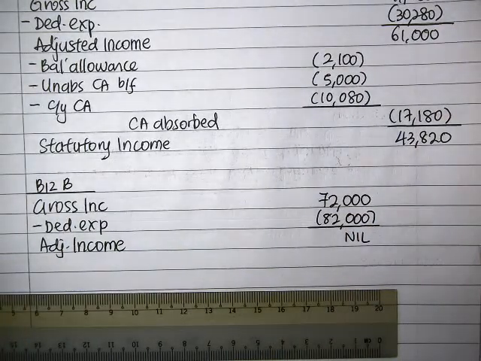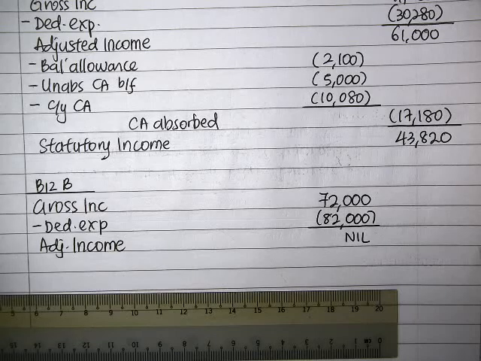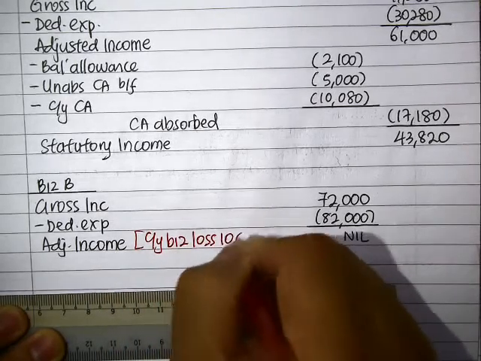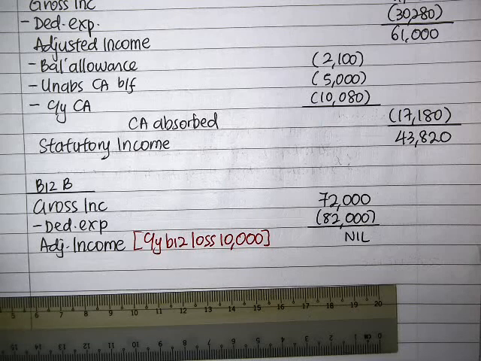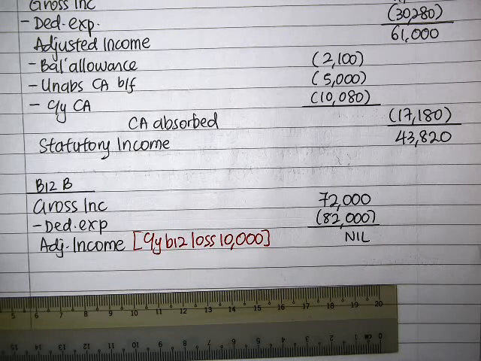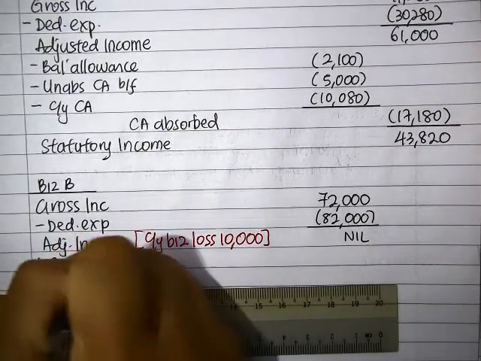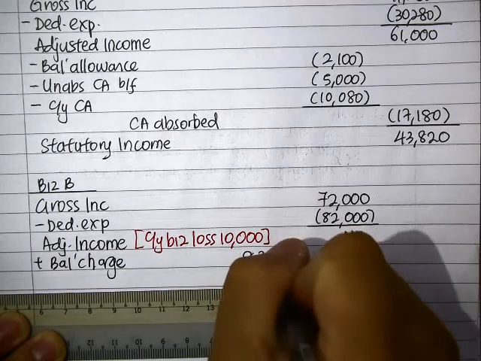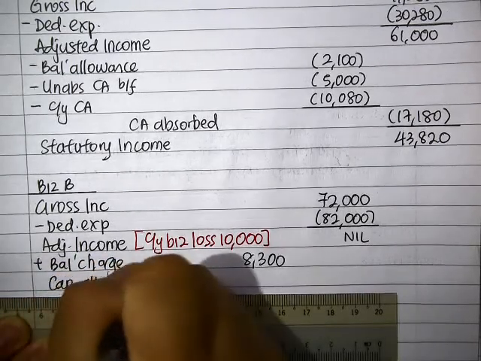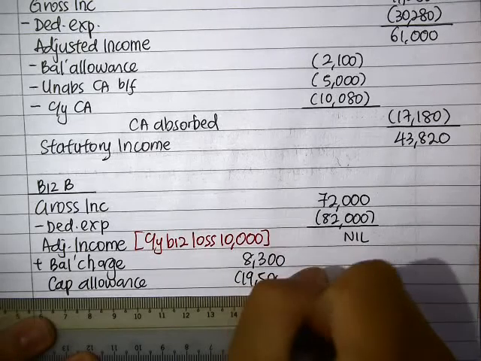But as I said, you can't just leave nil and then go on. You must tell what happened to the figure. So what happened to the 10,000? That's a current year business loss. You have to indicate somewhere in the answer that this 10,000 is a loss. Even though it's a loss, you still need to go on. In fact, now you see there's a balancing charge. So we have a balancing charge, which is 8,003. And we have capital allowance that is 19,005.